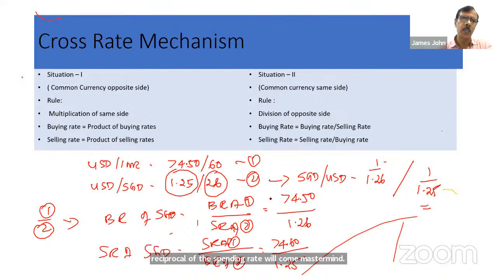Then you can use the first situation. Here you have to take the cross rate: buying rate divided by selling rate only. That's what I have given, division of the opposite side. Okay, we'll break it now. It's already 11 o'clock.